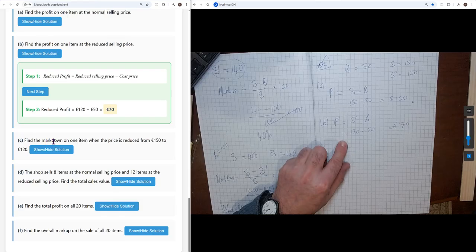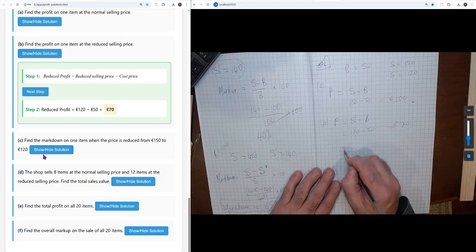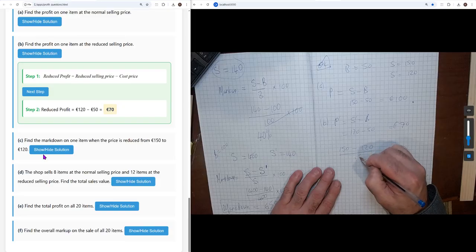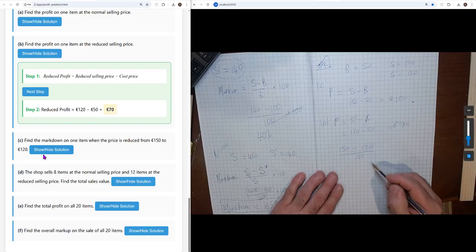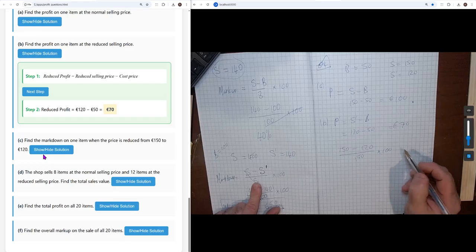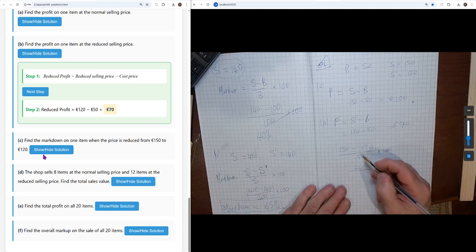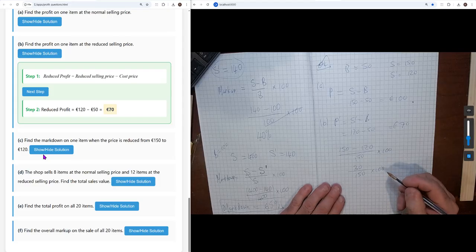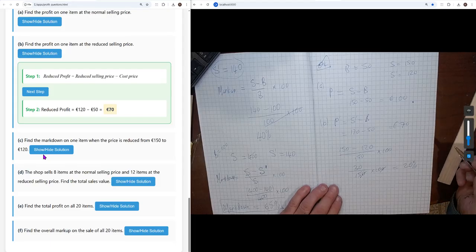Find the markdown on one item when the price is reduced from 150 to 120. So this is the old selling minus the new selling, over the old selling, times 100. I wrote it straight in, substituted from above. Let's see what we can do with a bit of mental maths: that's 30 over 150 times 100. You could certainly use a calculator, but I'm just going to do a little old-fashioned mental maths here. Those two zeros cancel. 15 into 30 is 2. The answer is 20%, calculator or not. So it's a 20% markdown.